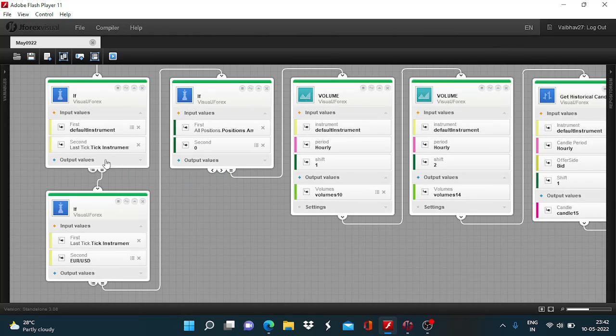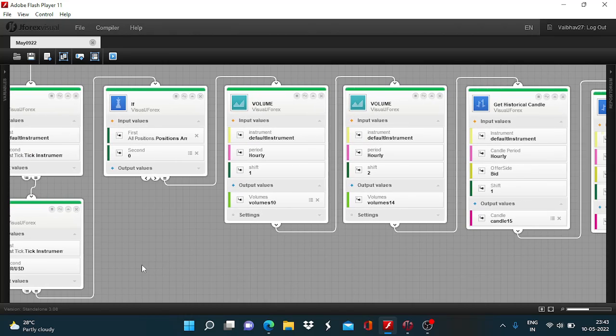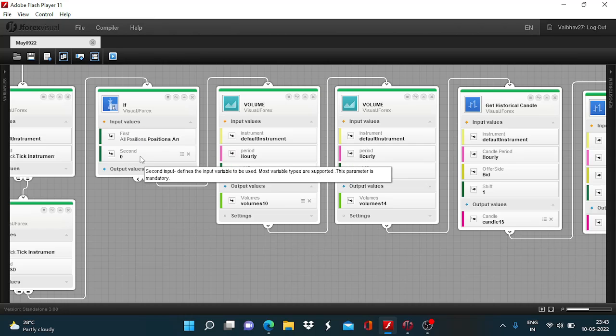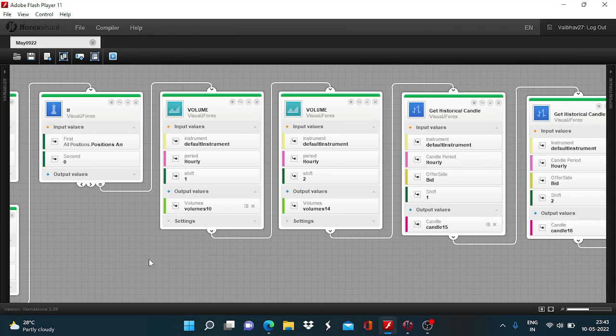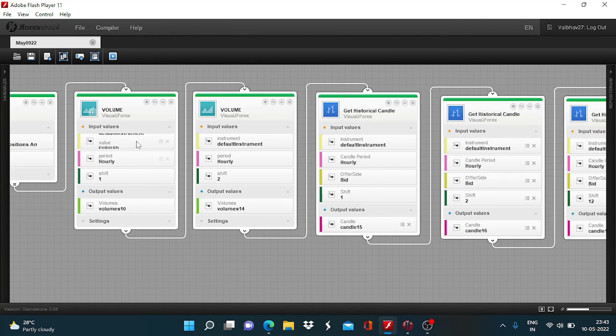In the last session, I explained the setup so far, which includes this instrument subscription, where EUR/USD is the instrument of choice. Afterward, the position amount was defined at zero to make sure there is no existing pending or open position on the account prior to the execution of a new trade. These two volume indicator blocks were added with the configuration of the hourly time frame with varying shift values.